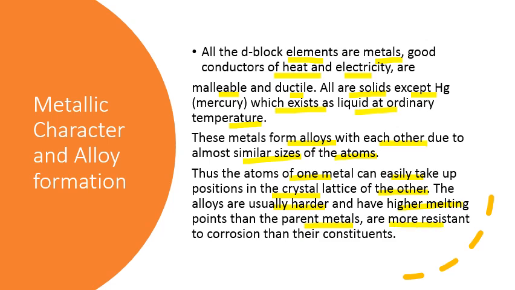They are more resistant to corrosion than their constituents. If we talk about the corrosion of iron, it can easily corrode, but steel cannot be easily corroded. Understood? So the transition metals can easily form alloys because of the similar sizes of the atoms, and they have very good properties. They are stronger, with higher melting points, and even more resistant to corrosion.